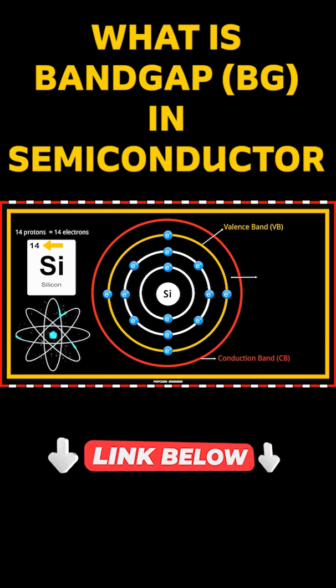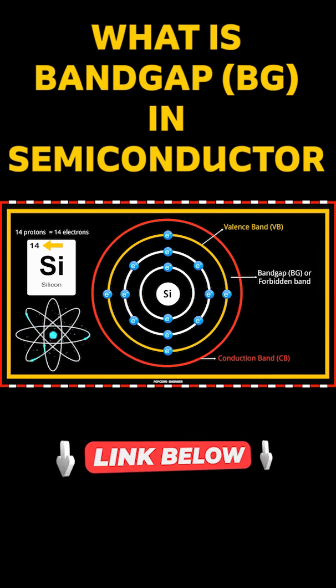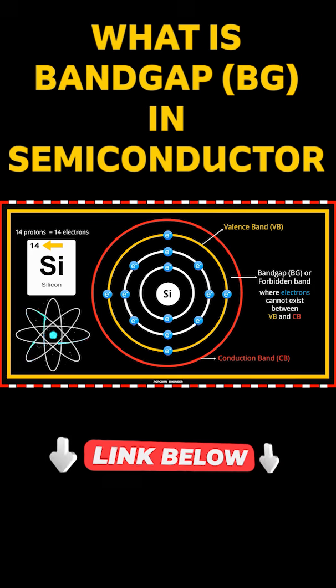But here is the thing. Between the valence band and the conduction band, there is a gap called the band gap, or sometimes we call it the forbidden gap, because electrons cannot exist in that space. They either stay below it or jump completely over it.